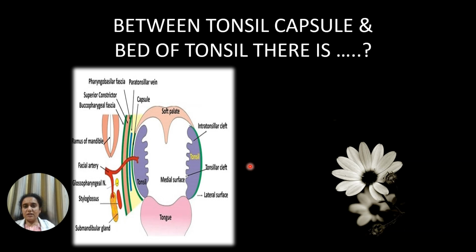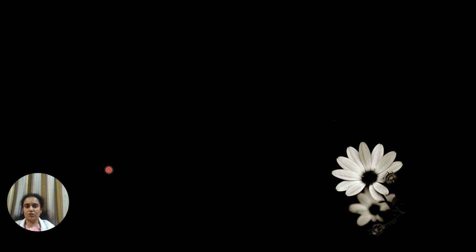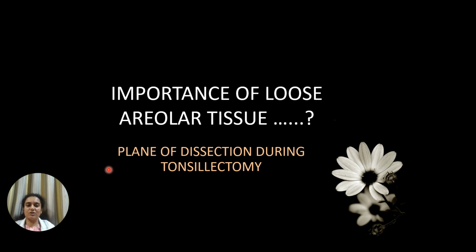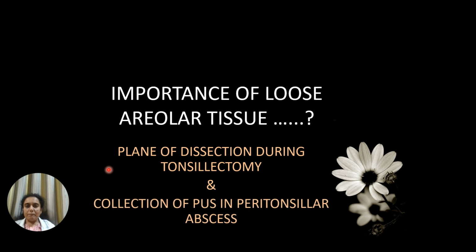So what is present between the tonsillar capsule and the bed of the tonsil? That is this yellowish demarcation. It is the loose areolar tissue. What is the importance of this loose areolar tissue? It is very important because it is the plane of dissection during tonsillectomy. And it is the place where pus is collected in a condition called quinsy, which is also called peritonsillar abscess.